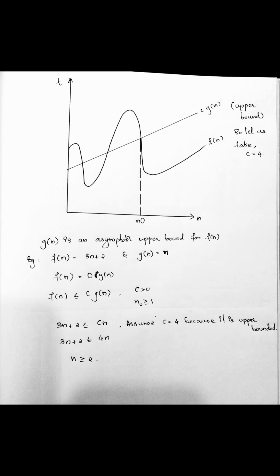So now substitute the values. c is greater than 0 and it is present in the upper bound. So assume c as 4. In the place of g of n, I am writing n. First, I am writing 3n plus 2 less than or equal to cn. So now 3n plus 2 less than or equal to 4n, 3n plus 2 less than or equal to n, and n greater than or equal to 2.